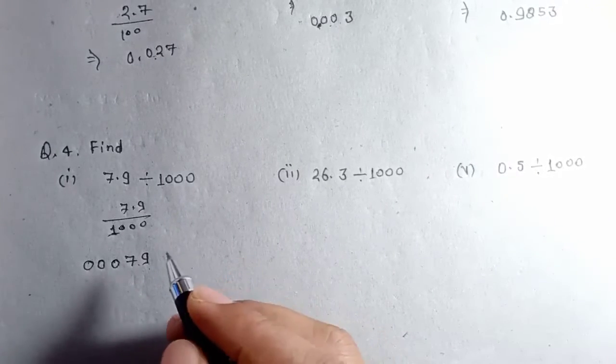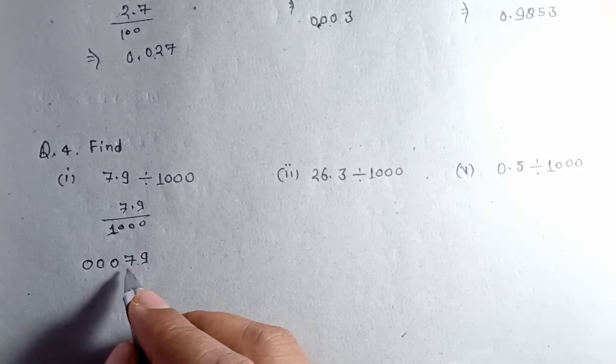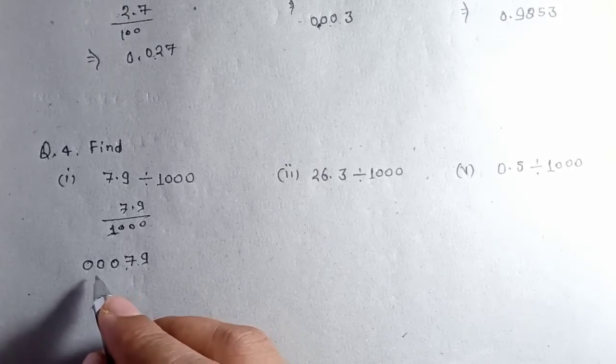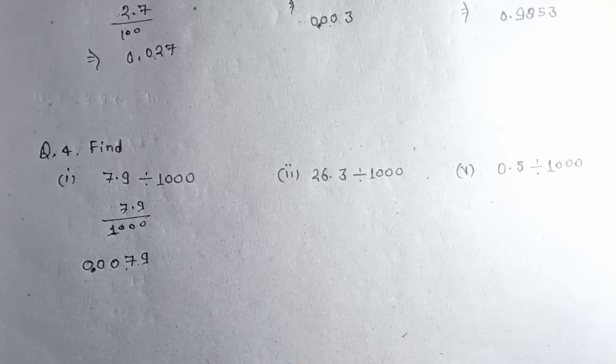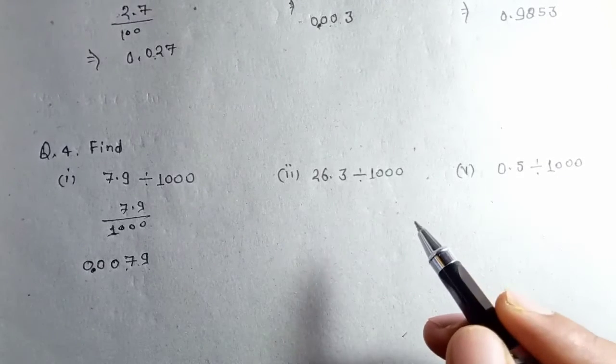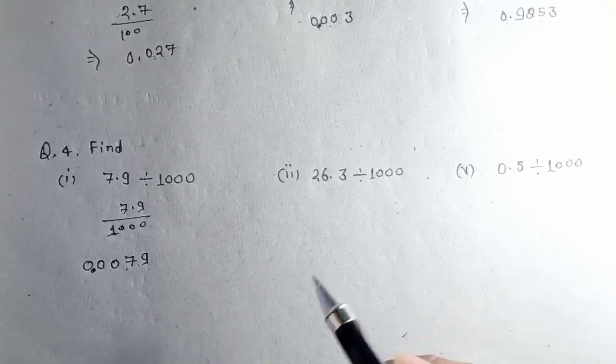3 4, you can increase the number. From here it comes 1 2 and 3. This is the value of 7.9 upon 1000. And how to do this? 26.3 divided by 1000. This is very easy.